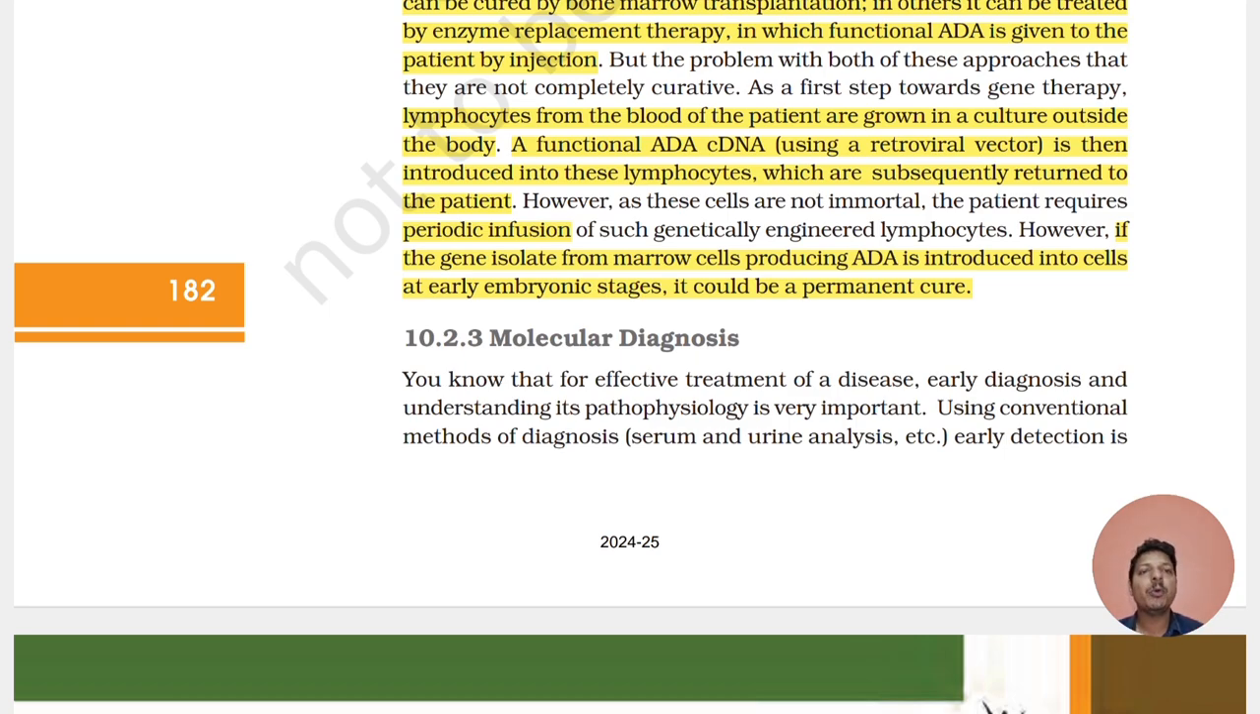But the problem with both these approaches is that they are not completely curative. So as a first step towards gene therapy, lymphocytes from the blood of the patient are grown in a culture outside the body. A functional ADA cDNA is then introduced into the lymphocytes, which are subsequently returned to the patient. However, these cells are not immortal. The patient requires periodic infusion of such genetically engineered lymphocytes. However, if the gene isolated from bone marrow cells producing ADA is introduced into the cells at an early embryonic stage, it could be a permanent cure.